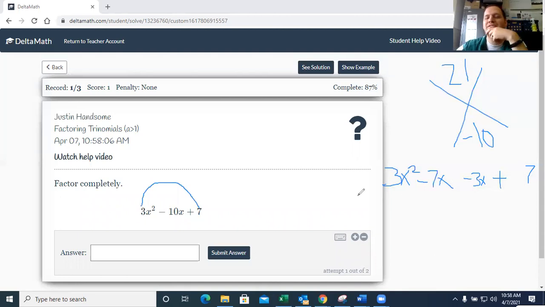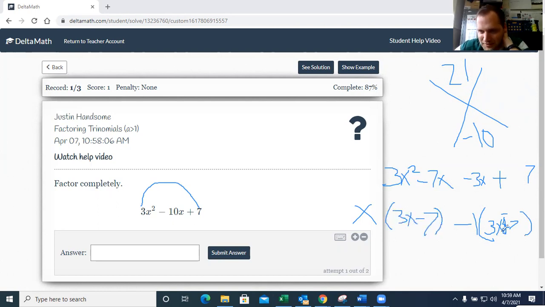All right. Can we factor anything out of this first one? Yeah, we can factor out an x. Can we factor anything out of the second one? I'm going to factor out a -1, and you'll see why. That's going to make it a positive 3x minus 7. And over here, we're going to get a 3x minus 7. You will know if you did this right if they are the same.